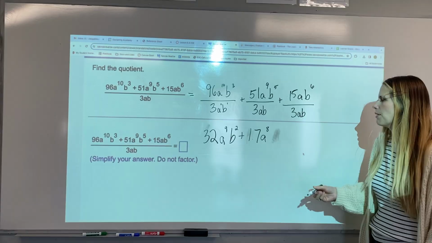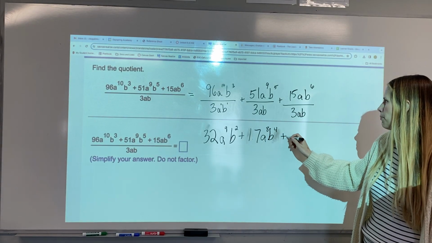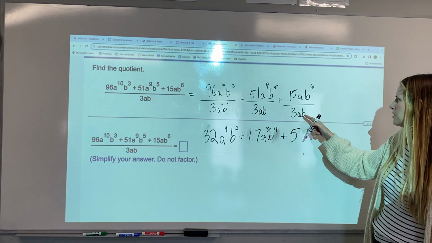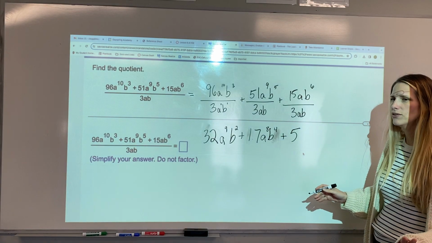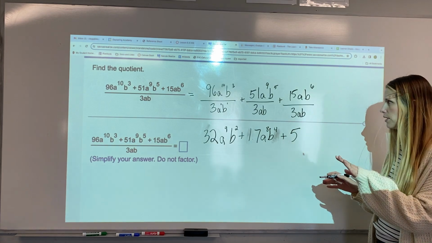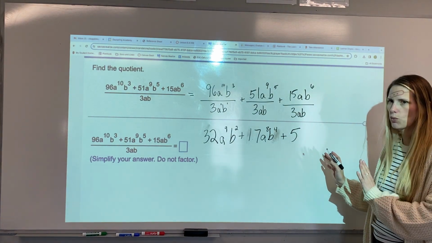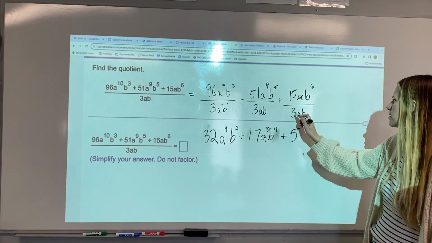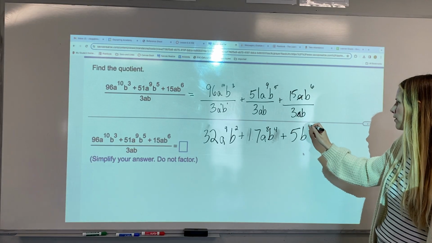B to the 5th divided by B, B to the 4th, plus 15 divided by 3. A divided by A cancels out. It's not 0. Remember we talked about that first period? It's 1, so it disappears because 5 times 1 is 5, so it does not need to be written. So the A's cancel out, and we have B to the 6th over B, B to the 5th.